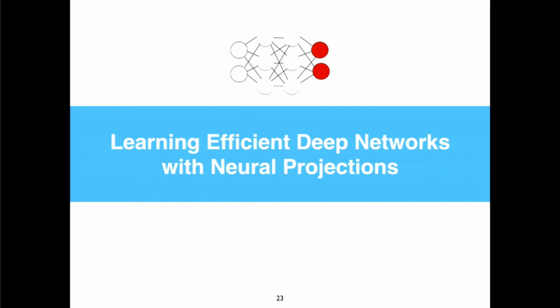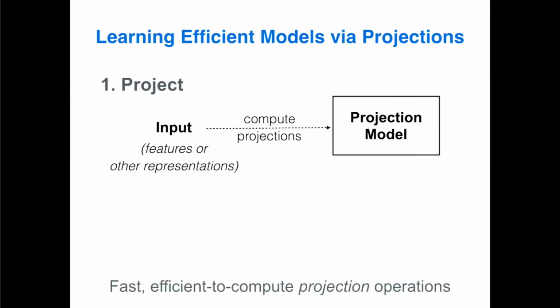Okay, so how do you learn these efficient networks? One of the core ideas we'll be using throughout this talk is the idea of neural projections. The steps are pretty simple. This is all work that algorithms people have been doing for a long time. The question is how you use it in the context of deep networks or other machine learning models to make them more efficient and trainable.